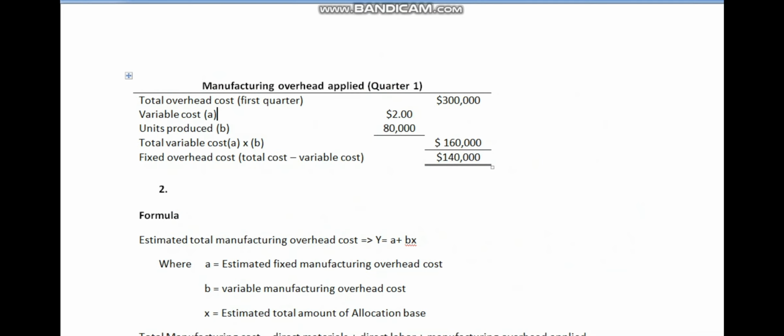For this, we'll be needing the fixed overhead cost that we calculated in our requirement number 1, that is $140,000 per quarter. Now it's per quarter, so the annual would be multiplying it by 4, and that would be $560,000.